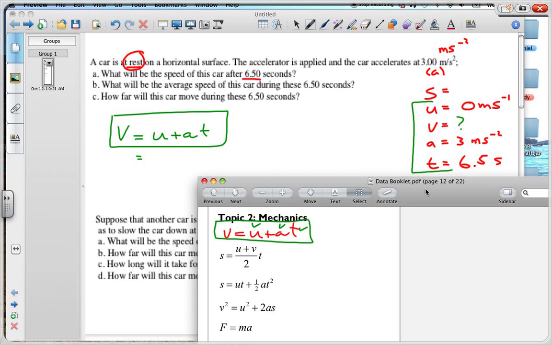It's at rest, so it's 0 plus A. A is 3 times the t, 6.5 seconds. So that is going to be 19.5 meters per second to the negative 1. Now, as you notice here, I don't put in the units here, but I have to put them in here.